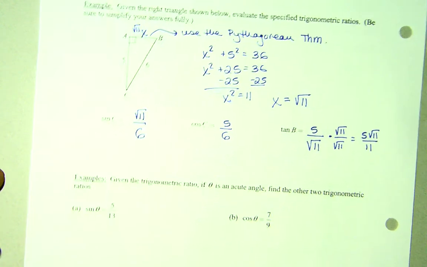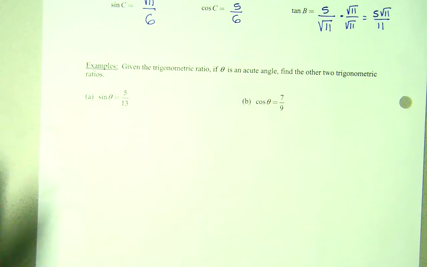Given one trig ratio, find the others. So I'm telling you we have some angle. The sine of that angle is 5/13. I want to know the cosine. I want to know the tangent. Any idea how I could even possibly start to do something, Lauren? Nothing on the calculator. Yasmin.